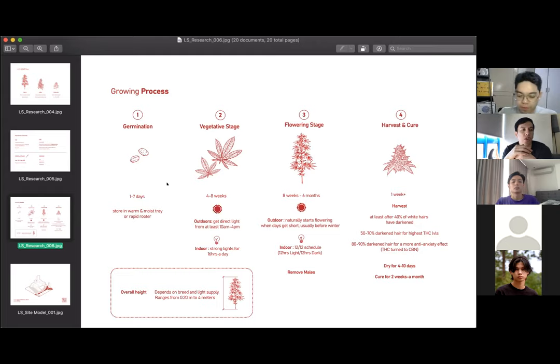Yeah, you need to identify how much you can produce in 1 square meter. And your research doesn't stop there. For example, you go to the harvest and cure. That might already dictate the program of your building. Is it a wellness facility? And probably the method of harvesting and the method of curing can also dictate the program of the building as well.